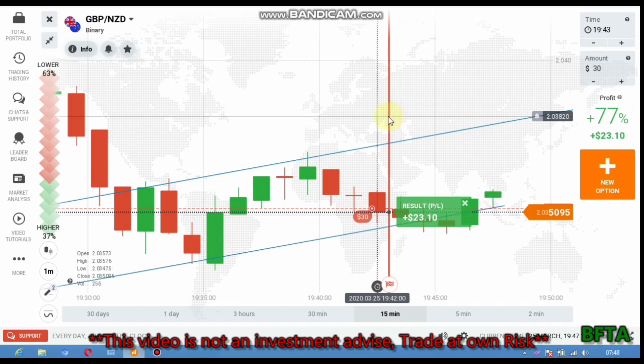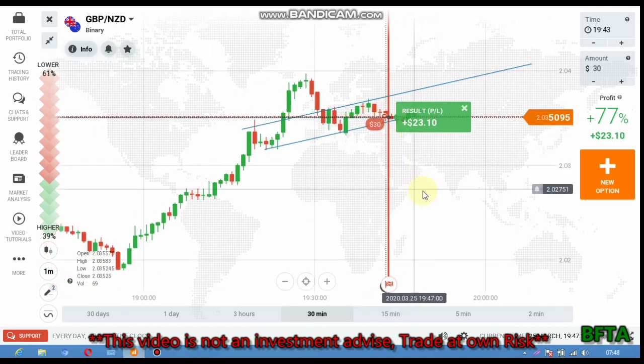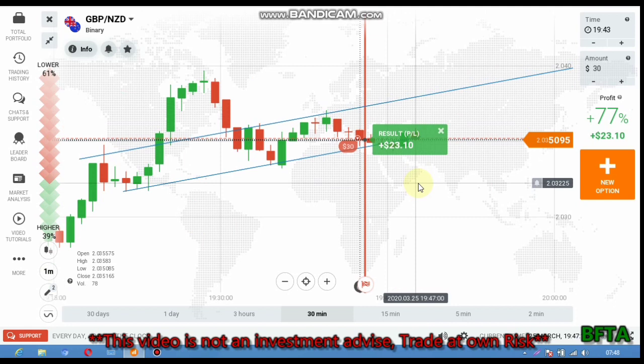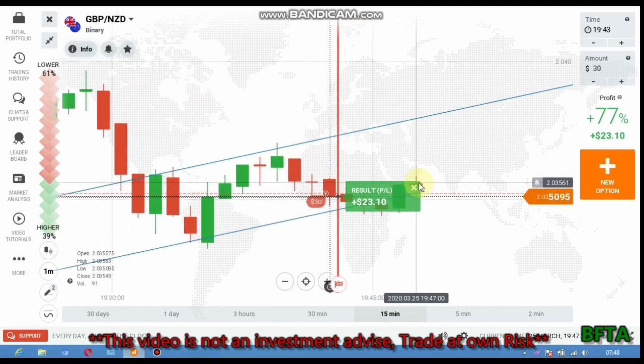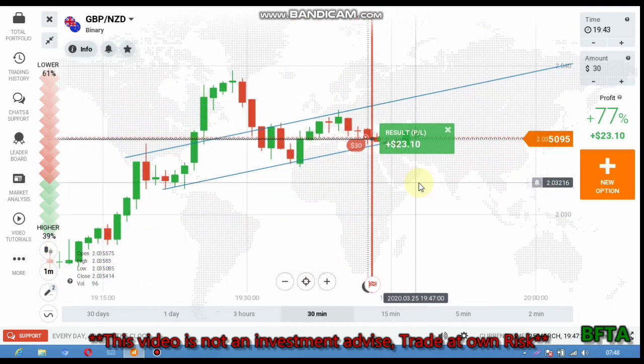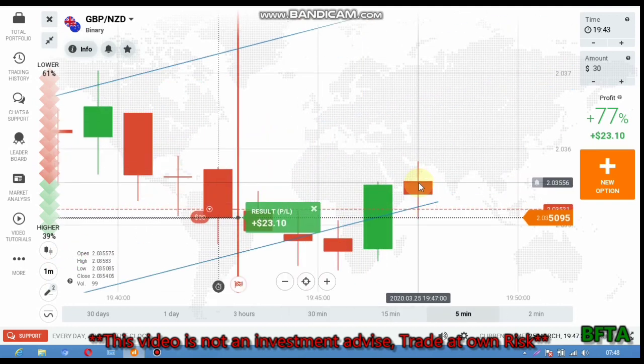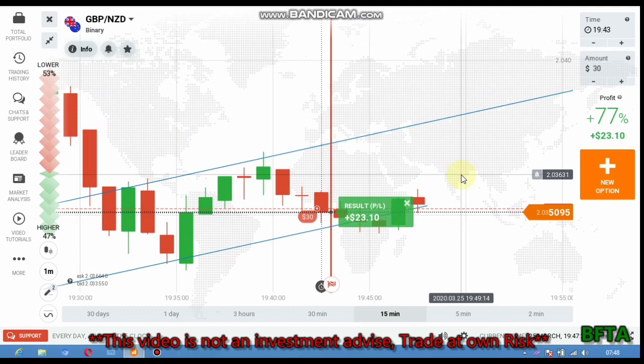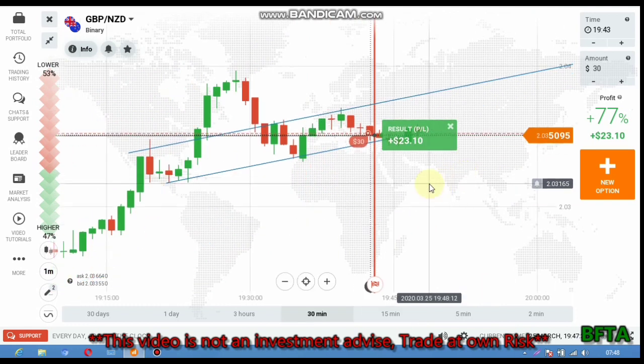Okay, this is how you can analyze the markets. So wait for the right moment to place your trade. Don't place your trade blindly, don't place your trade anyhow. Wait for the right moment, wait for the right opportunity, and place your trade. Okay, and you should always practice on a demo account before you go on a live account.